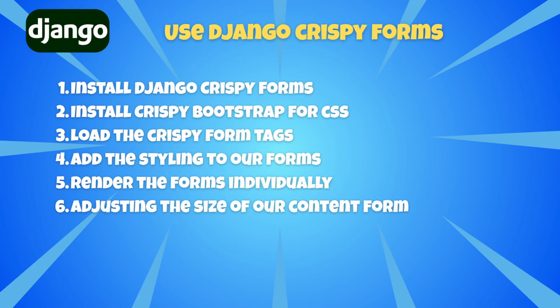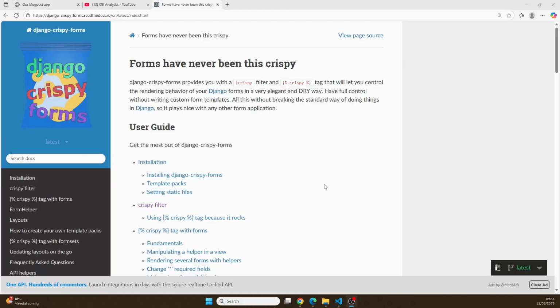And as the last steps, I'm going to show you two different things. That is how you can render the forms individually instead of as a group, and also how we can adjust the sizing of our content form so the users have a little bit more space to fill that in. So let's get started with the first step, which is installing Django Crispy Forms.